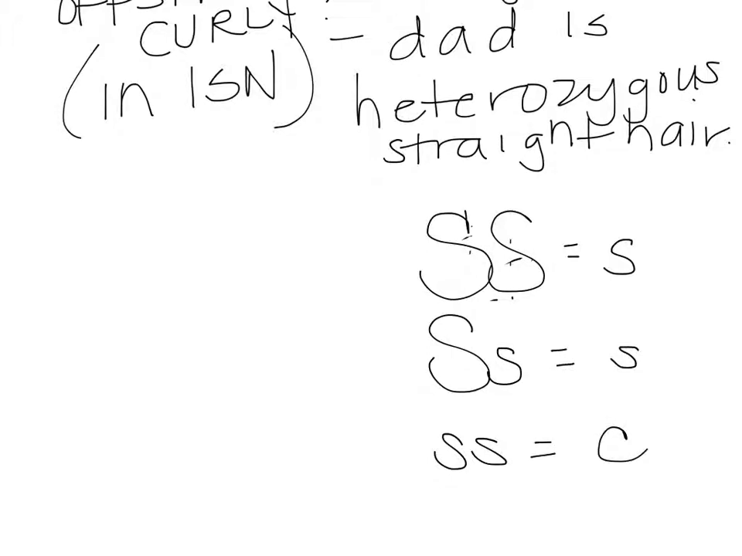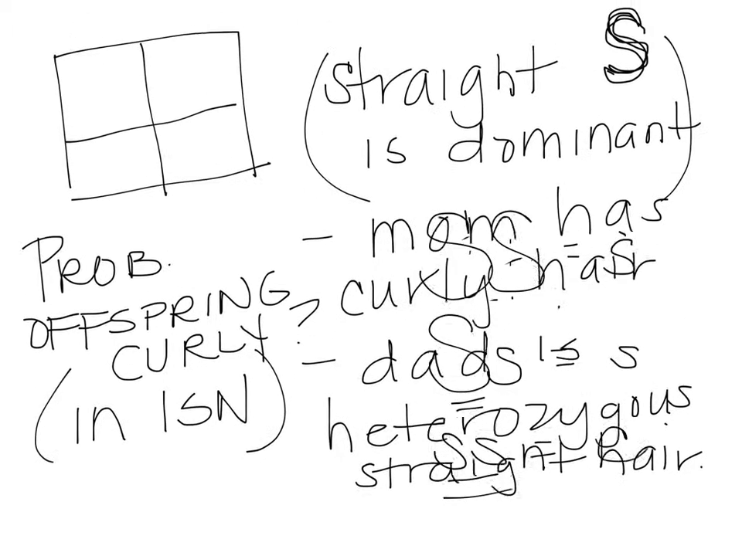The only way for an offspring to have curly hair is for them to have 2 recessive genes. Because if they have even 1 recessive gene, the dominant trait would show up, which in this case is straight. So let's go back up here to the Punnett square.